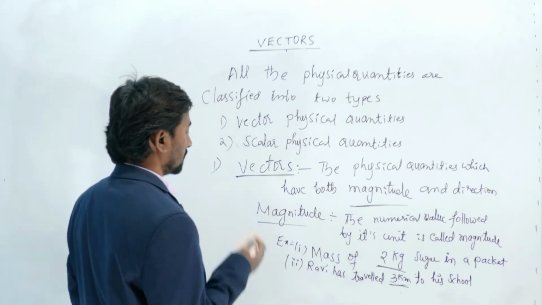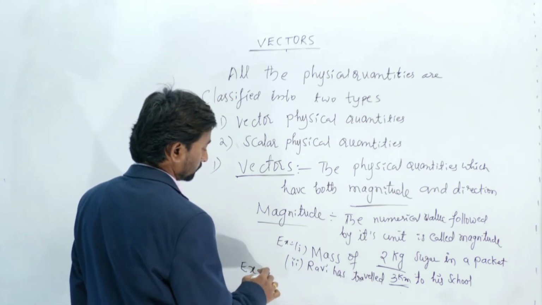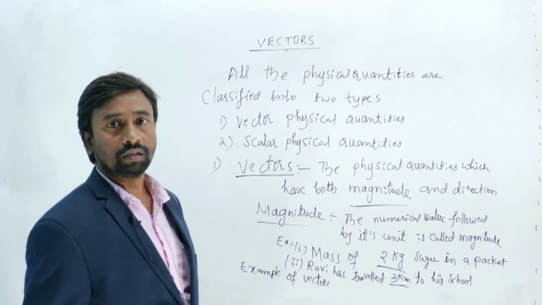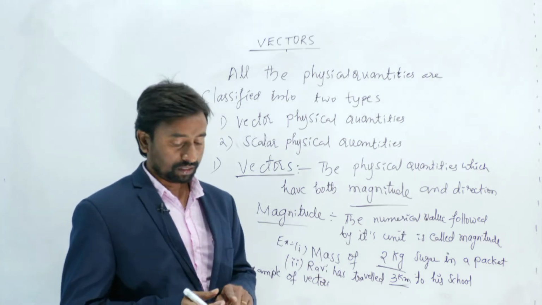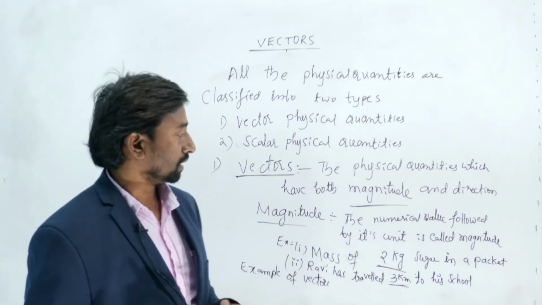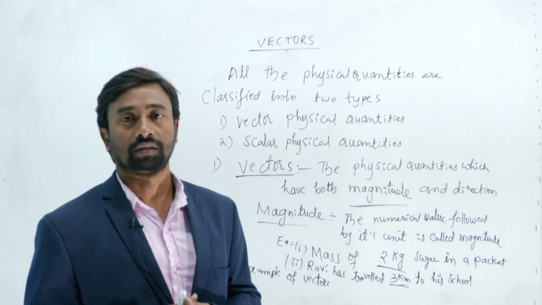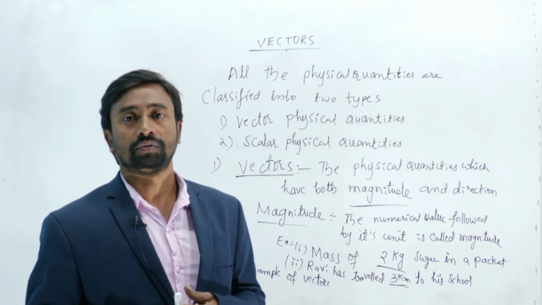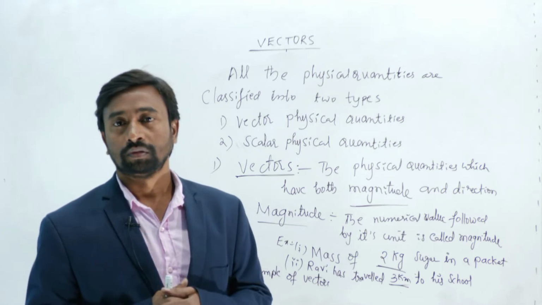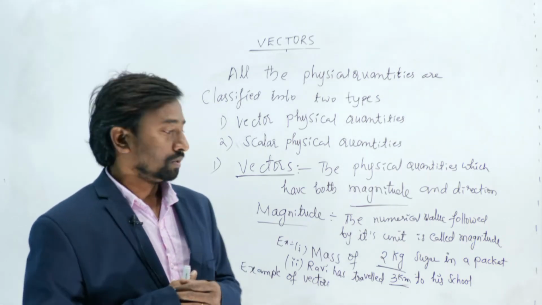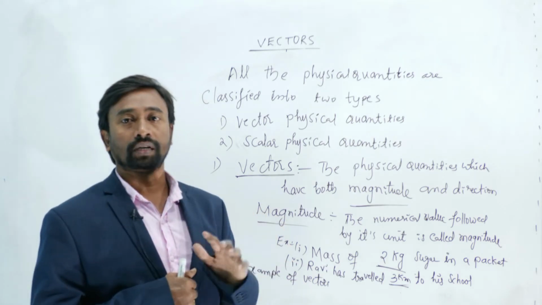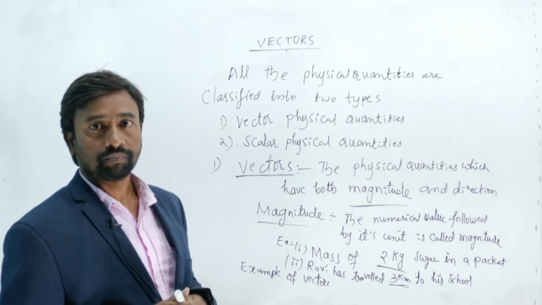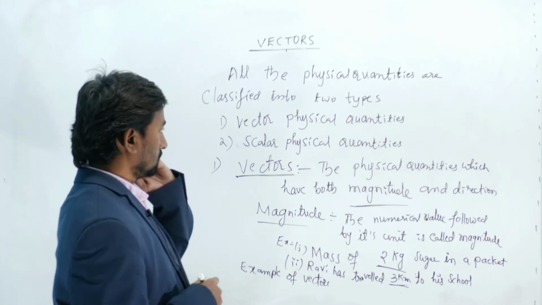So here we can take the examples of vectors. There are a lot of examples of vectors. Displacement is a vector. Velocity is a vector, acceleration is a vector, force is a vector, linear momentum is a vector, angular momentum is a vector, torque is a vector. These are all the physical quantities which we are going to use in our concepts in physics. Those physical quantities have both magnitude and direction, so they are known as vectors.